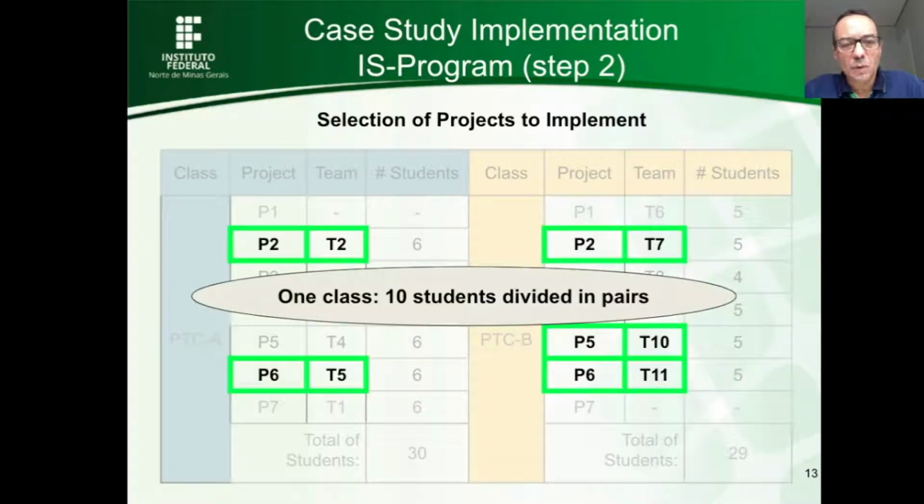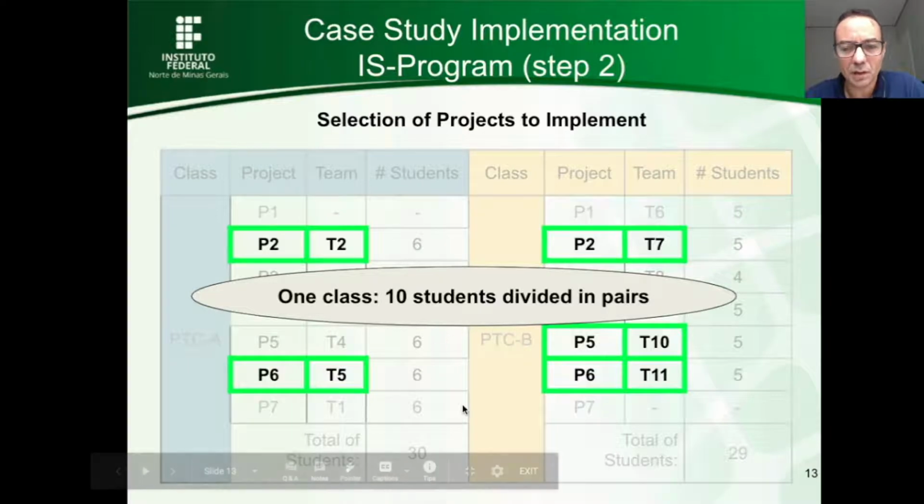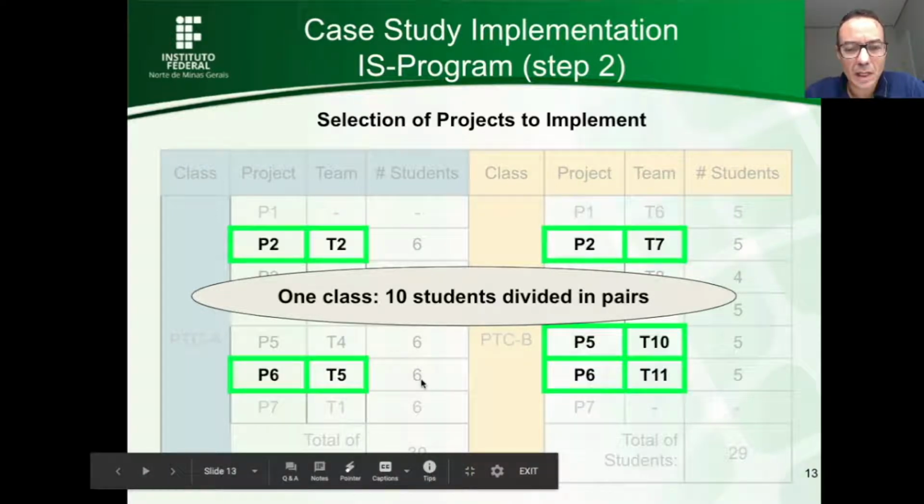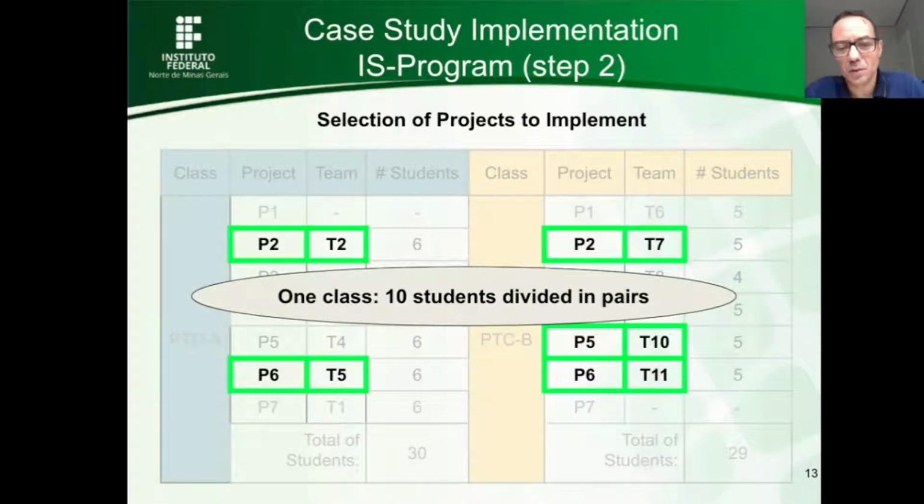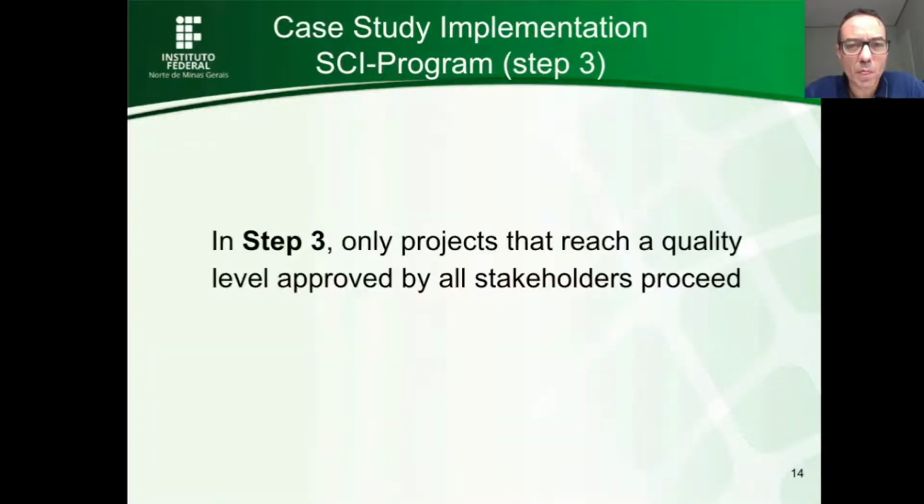So in step 2, we had one class with 10 students divided in 5 pairs. Each pair had to select one project to implement. We had 2 pairs working on the project P2, one on project P5, and other 2 on project P6. So two separated implementations for project P6.